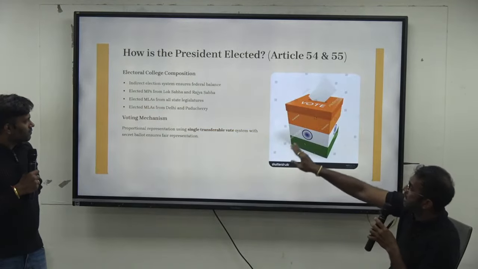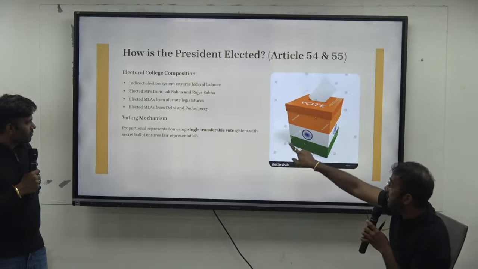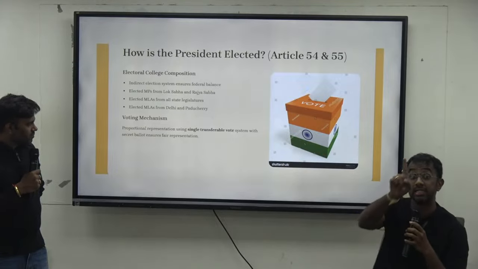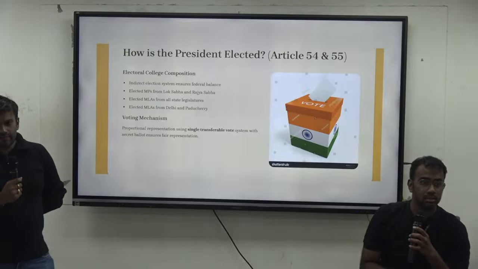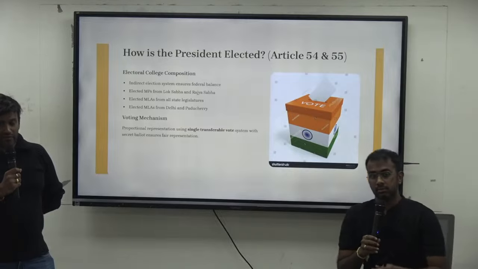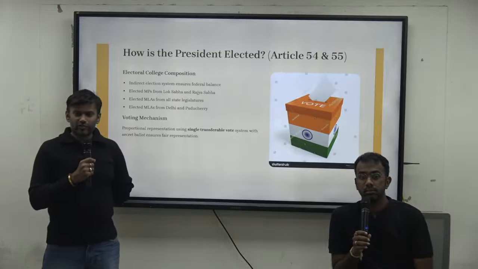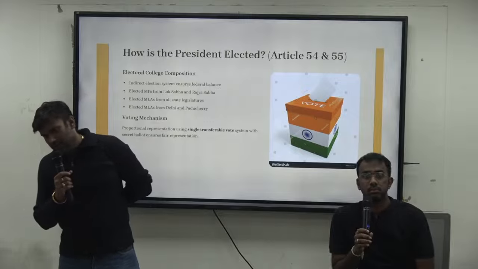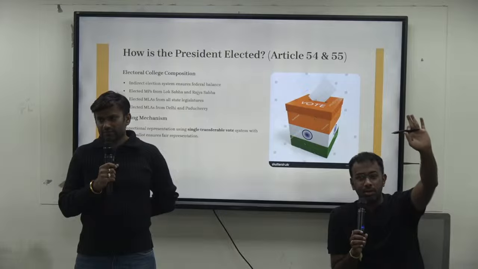So elected MLAs, indirect form, federal and proportional representation through single transferable vote system with a secret ballot ensures fair representation. Very important. Secret or open ballot? Secret ballot. What do you mean open ballot? In which there is open ballot? From before it is an open ballot or from when? Which was the case where the Supreme Court upheld open ballot? Because how many of you don't know what is open ballot? Honestly, it is nothing wrong.